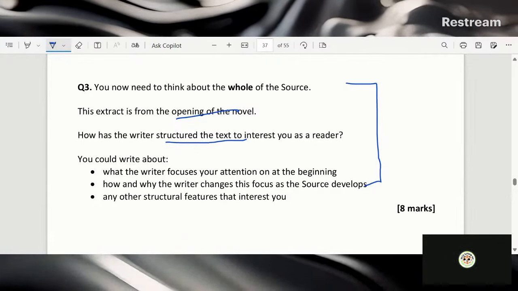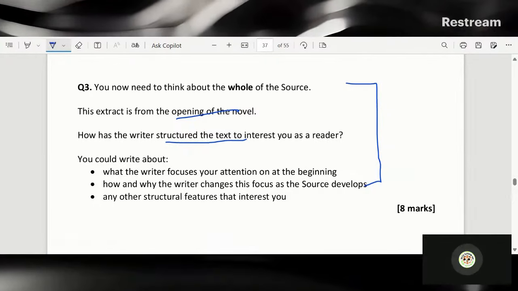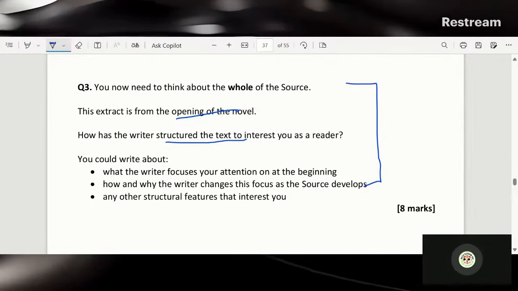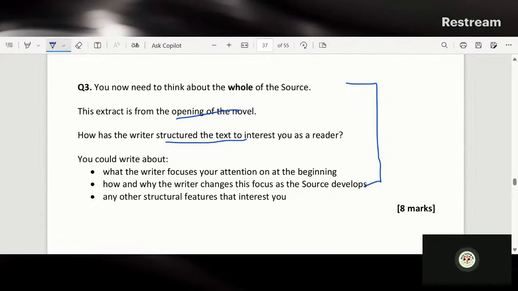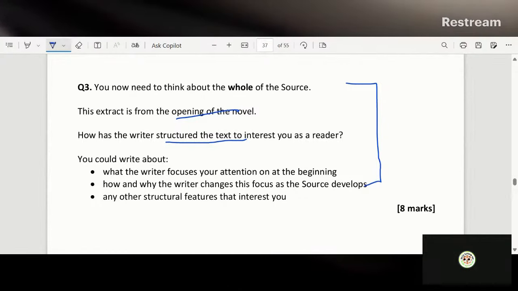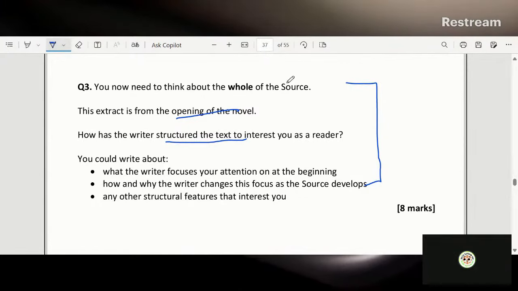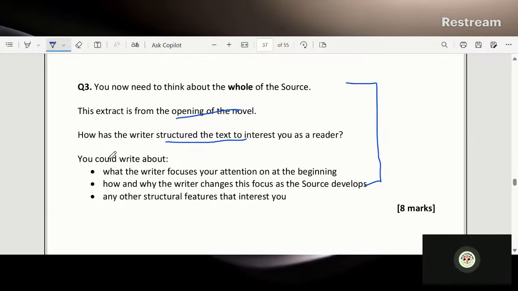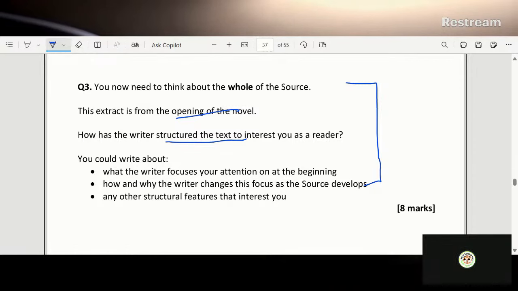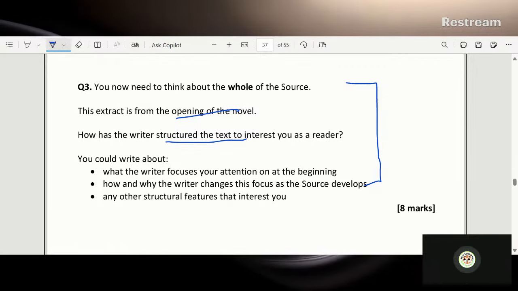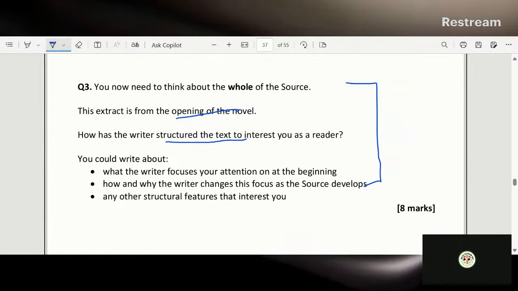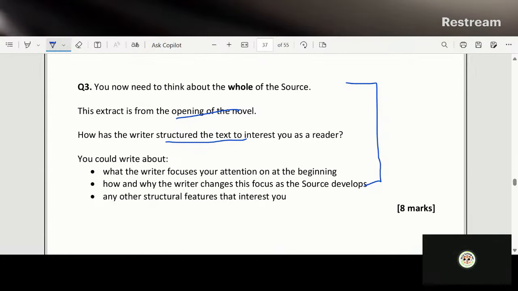So it shouldn't be difficult, but then obviously you have to talk about the structure of the whole thing, so it can be slightly difficult. So question 3, let us move on to that. So we're looking at structure. How has the entire text been structured? Okay. Here's the extract. So what can we say about the structure?